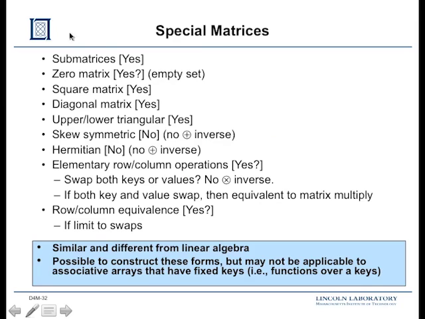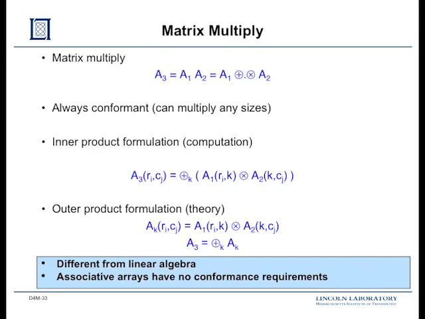Special matrices: submatrices, zero matrices, square matrices, diagonal matrices. Yes, although diagonal matrices are a little bit tricky. Upper, lower triangular, yes, you can kind of do this. Skew symmetric, no. Hermitian, not really. Elementary and row column, sort of. Row column equivalence, sort of, under certain conditions. These are all things you can do in linear algebra, and sometimes you can do them with associative arrays, and sometimes you can't. You have to think about them.